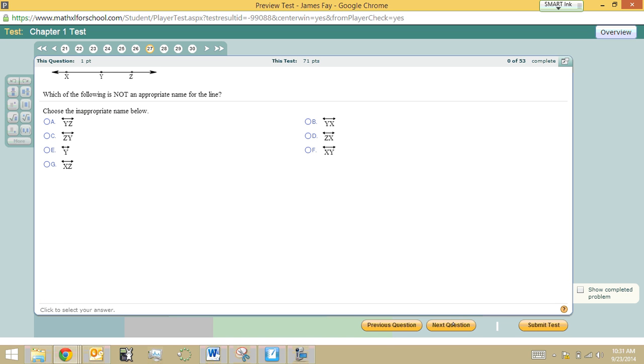Which is not an appropriate name for the line? E. Okay? That is not an appropriate name. Lines have to have 2 endpoints, or 2 points on the line listed. It doesn't matter the order, and you need a symbol of a line above them.